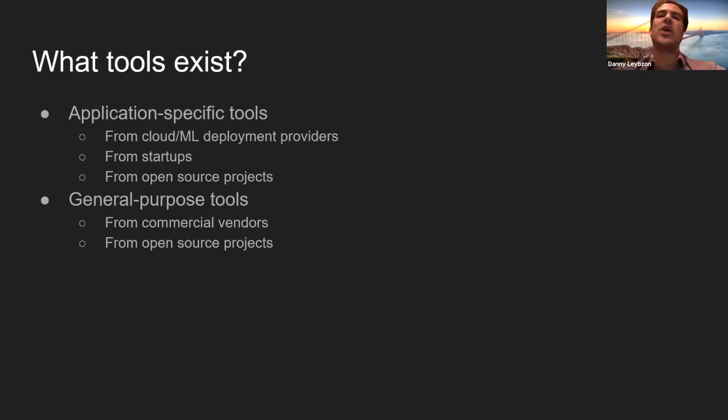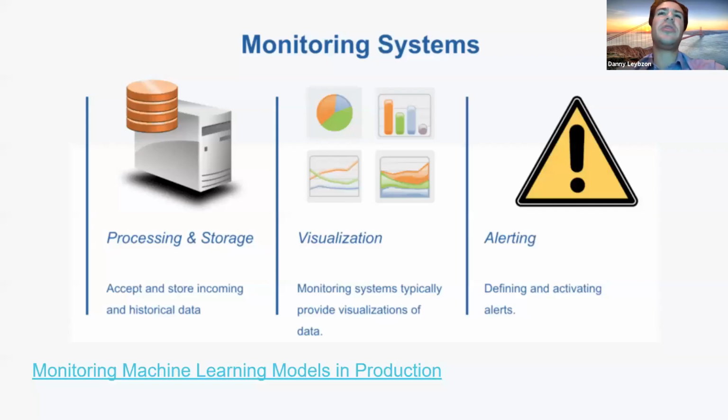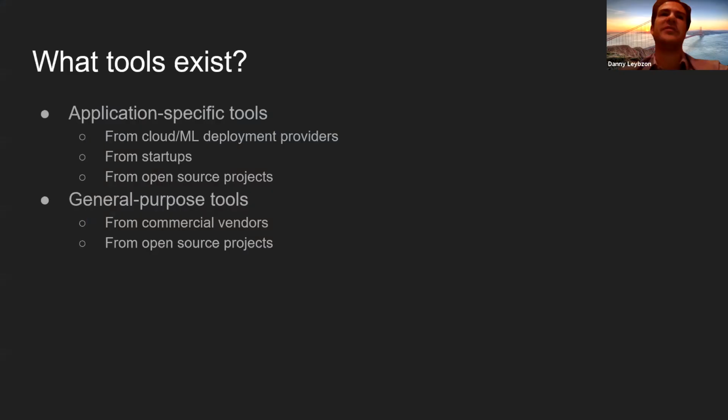But there are also general purpose tools, right? Tools that are made to monitor applications as a whole. And as we talked about, you can think of machine learning models as just another piece of software, just another piece of code that has the same requirements for monitoring as any other type of software or any other piece of code. So general purpose tools can be really effective at monitoring machine learning models while also being useful in that they can monitor the rest of your application as well.